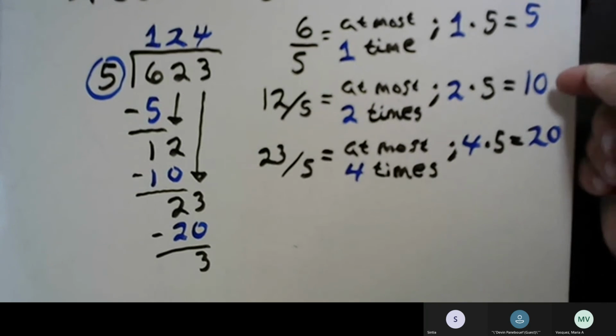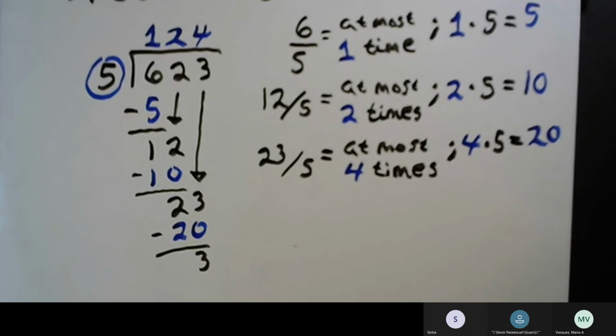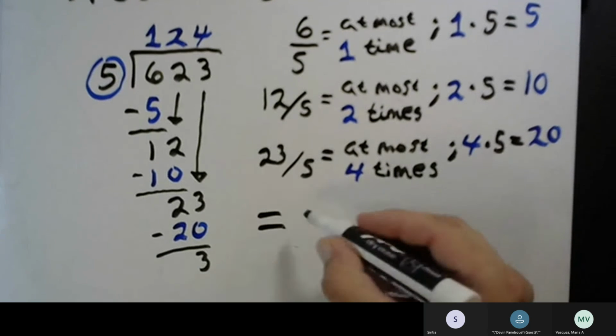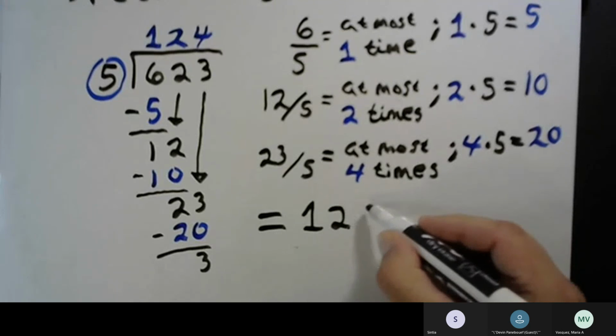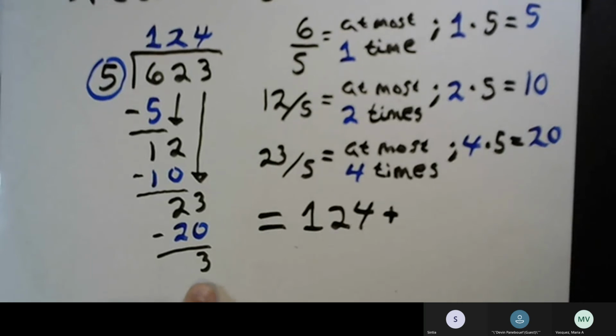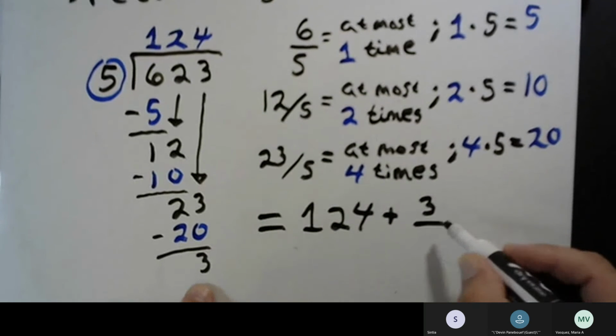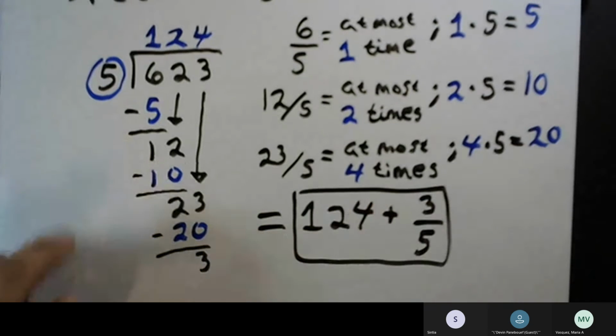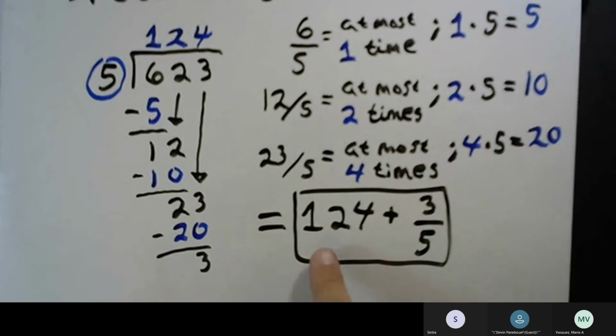So we've gone through 3 rounds of long division. Our answer, when all is said and done, is 124. And since we have a remainder, we add the remainder divided by this divisor. And that would be our answer. Technically, we would say it's 124 3/5. We would make this into a mixed number. But that's the idea behind long division.